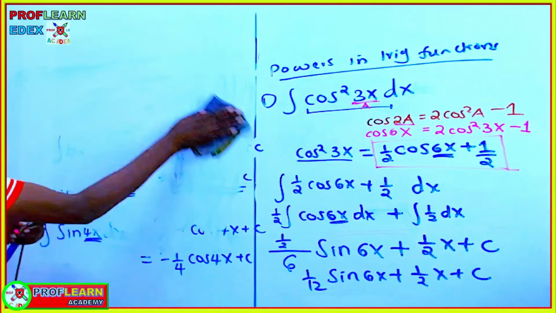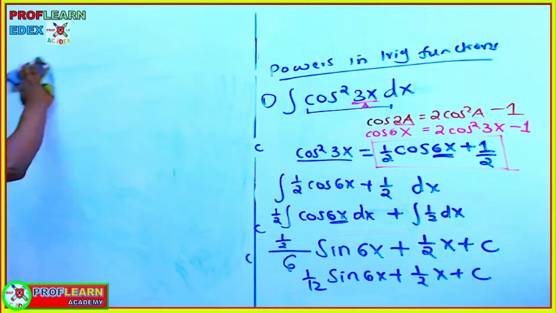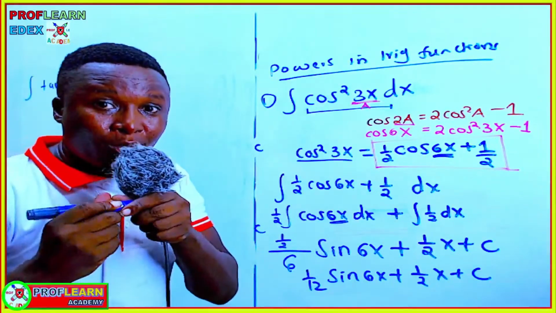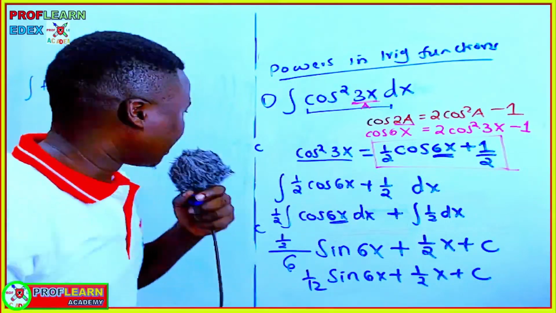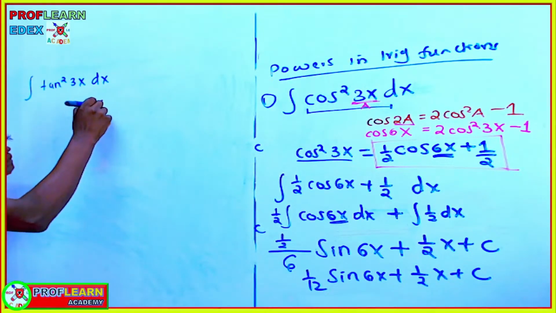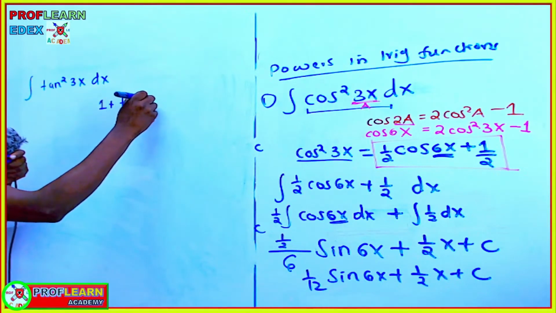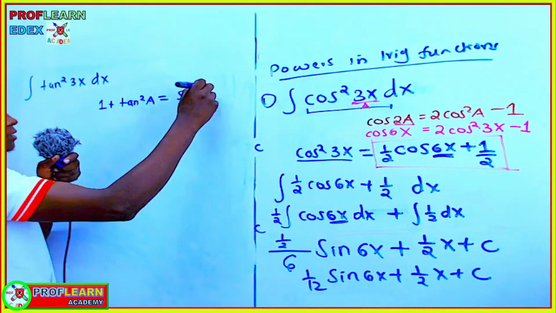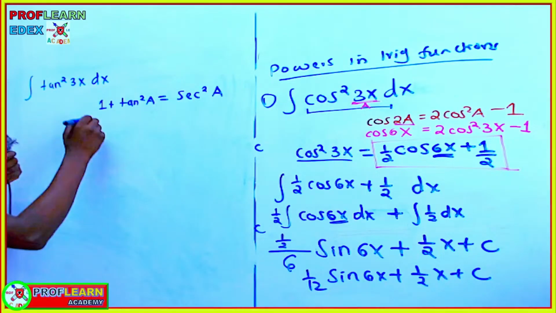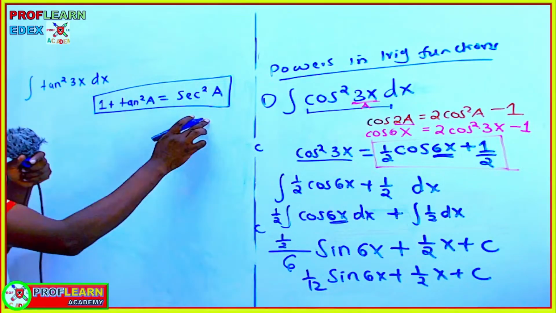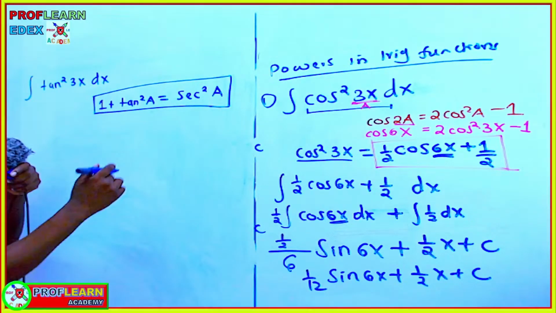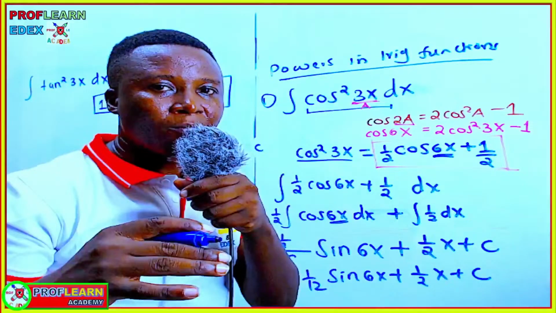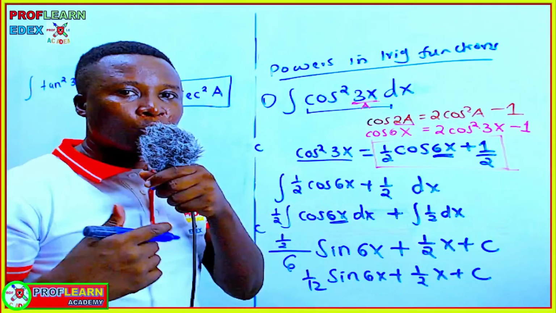Still in trigonometric functions, you may be in a scenario whereby you need to perform an integration. To perform this, you are going to seek the help of Pythagoras identities. So remember, 1 plus tan squared A is equal to sec squared A. So we can express this tan in terms of sec, because in our MF19 we don't have the technique to integrate tan squared, but we can integrate sec squared.